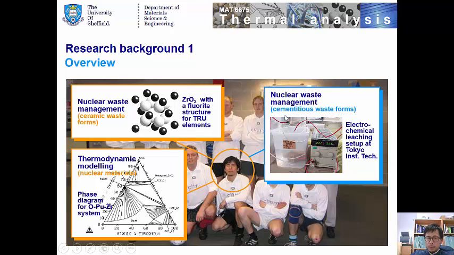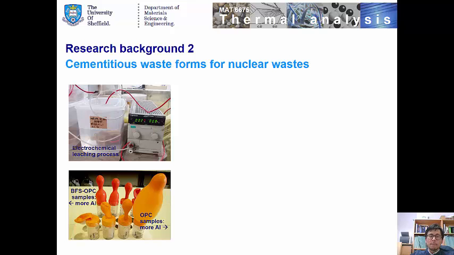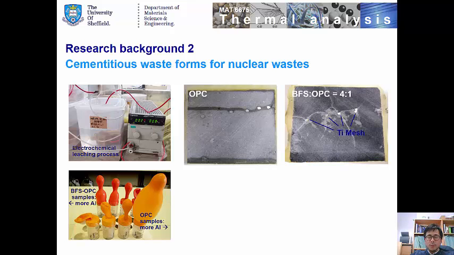After I came to Sheffield, we started using cementitious materials, cement. And another area of research is carbon dioxide capture. This is also related to cementitious material, and actually this is a quite topical subject, so some of you might be interested in it as well. So these are examples of our research on cement.